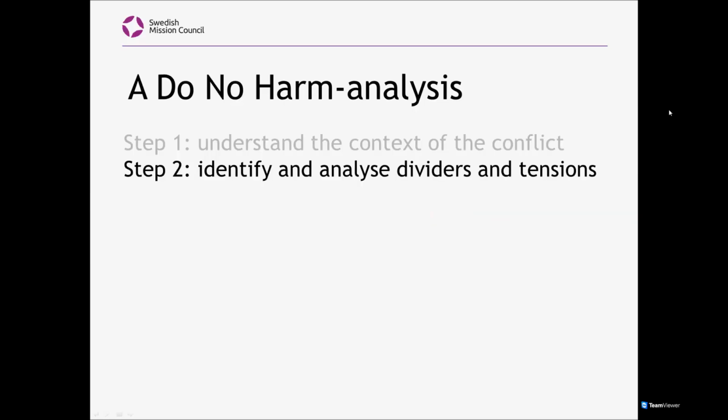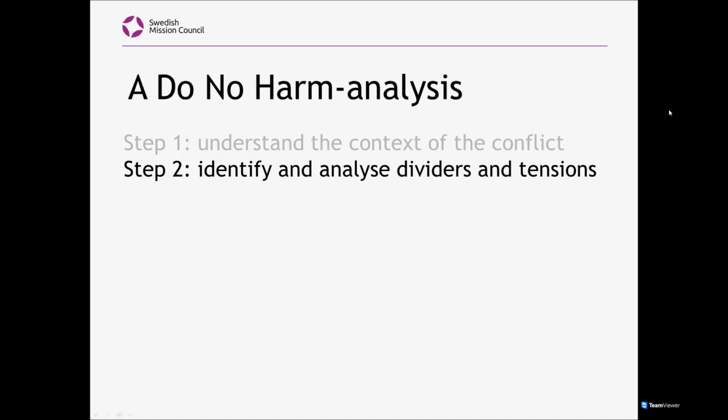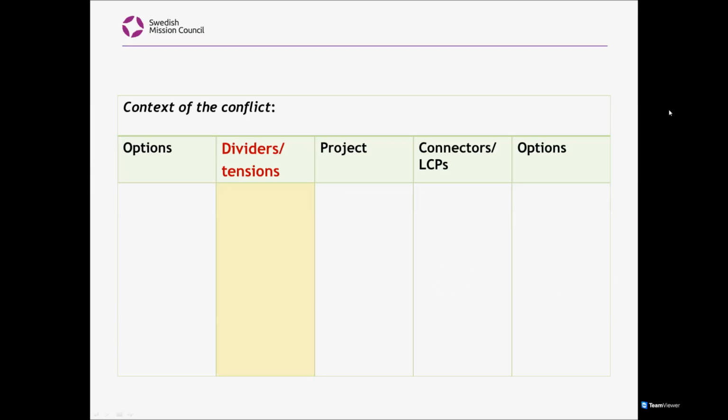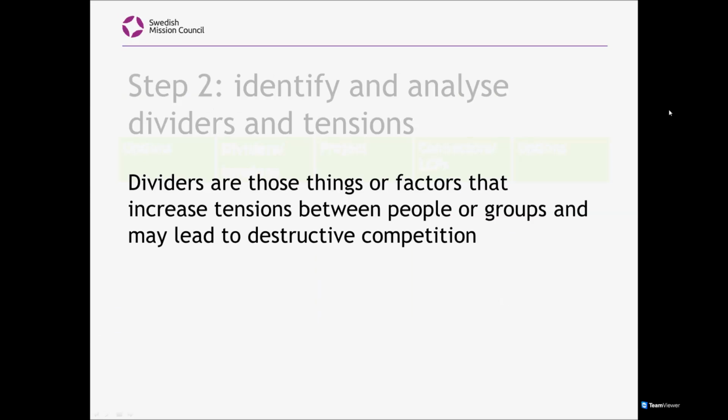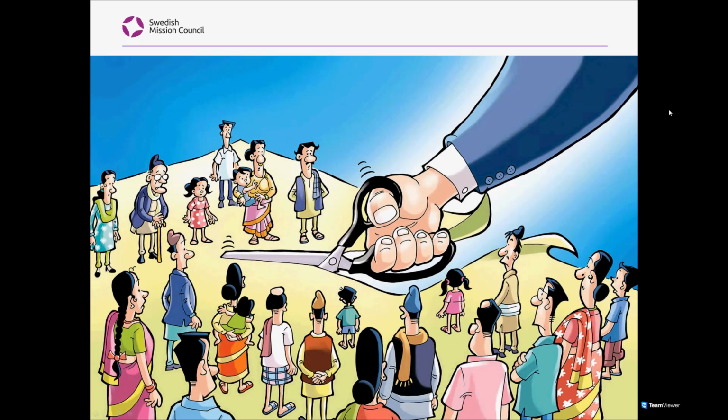In the second step of the analysis, you identify and analyze dividers and tensions in the context. Dividers are those things or factors that increase tension between people or groups and may lead to destructive competition. What do we know about the tensions and the things that divide people? Make a list of tensions and dividers.